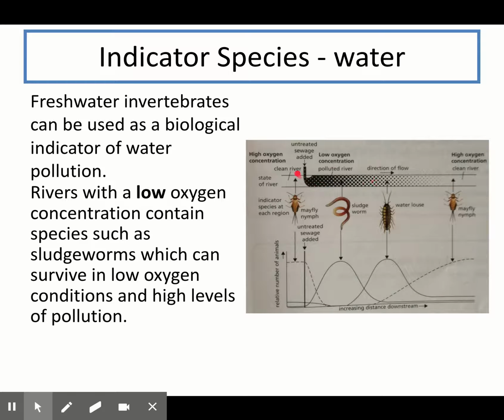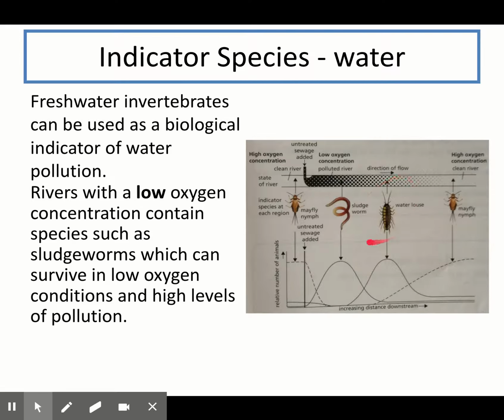At the area you can see here, untreated sewage is being added into this river. The clean river came before it, and then in this really highly polluted bit of river, we have these things called sludge worms. So if you find a sludge worm, it means it's quite a polluted bit of water. Then as it goes down the river, it keeps moving and gets diluted with more water, so it has a lower concentration of pollution at this level.